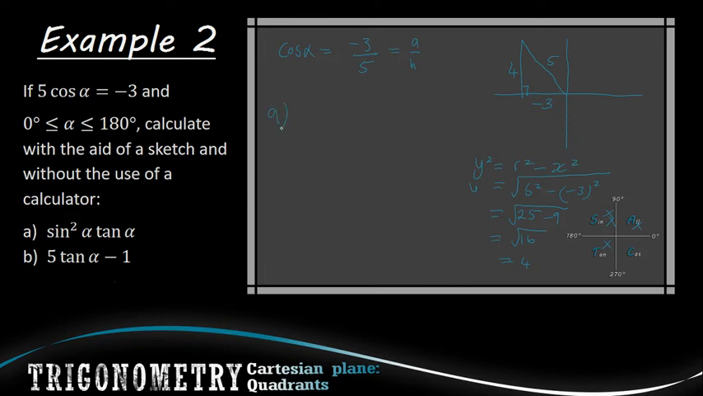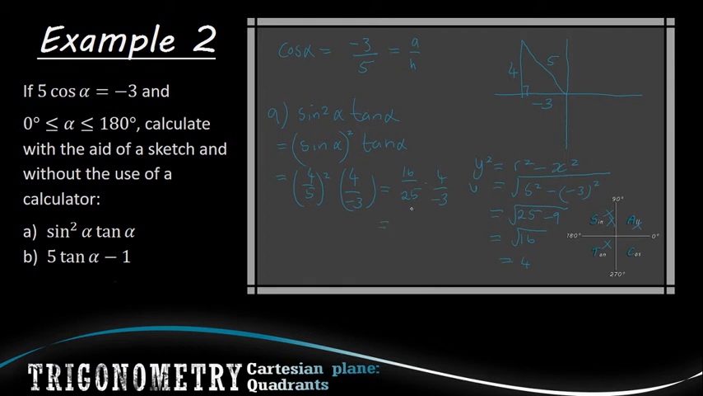So for a, I've got sine squared alpha, tan alpha. I can rewrite this as sine alpha, all squared, and tan alpha. Now I just replace my values. Sine alpha is opposite over hypotenuse, so this is going to be 4 over 5 squared. And tan is opposite over adjacent, so that is 4 over -3. Then I calculate that. This is going to be 16 over 25 times 4 over -3.